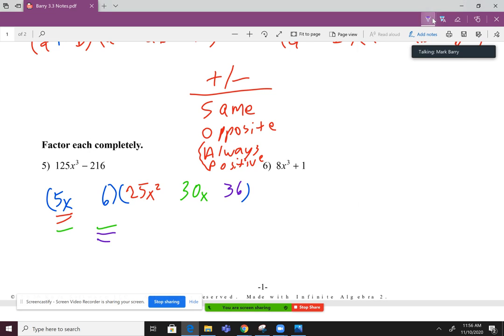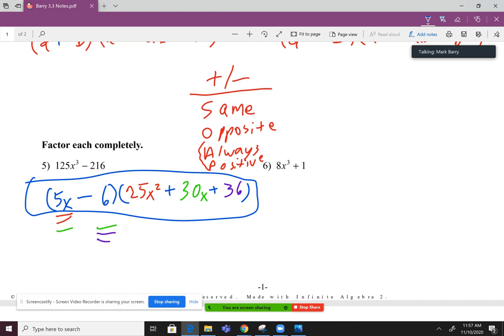Now I just have to finish off with SOAP. So this one was a minus. So I've got to do same, which is minus. Opposite, which is plus. And then always positive, always positive. This is it. This is my answer, okay?